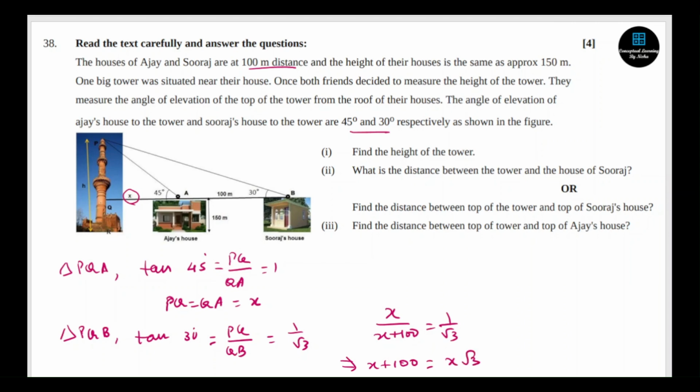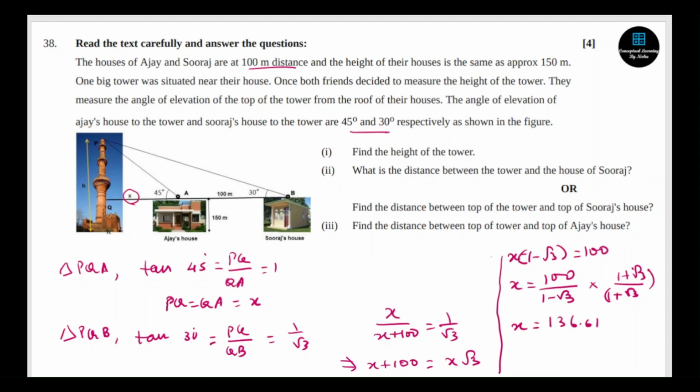And when I simplify this, okay, if I put the value of square root of 3, so I'll get the value of X, right? So X into 1 minus square root of 3 equals 100 I'll get. Then X equals 100 upon 1 minus root 3. Rationalize this. 1 plus root 3 upon 1 minus root 3 and 1 plus root 3. And then you will get the value of X as 136.61 meter. Okay, so we got the value of X.